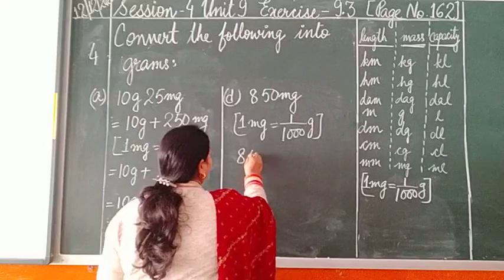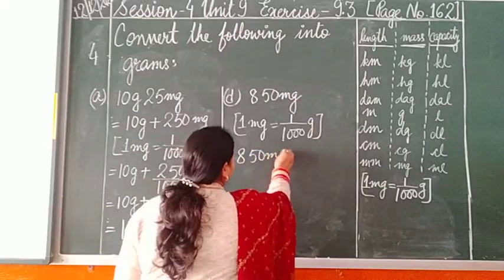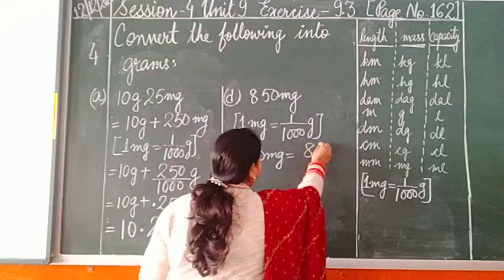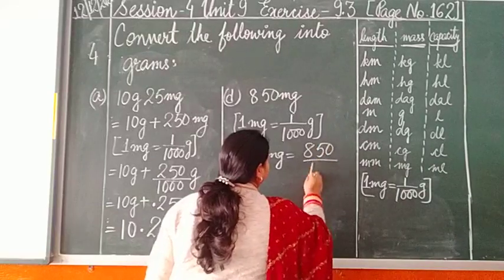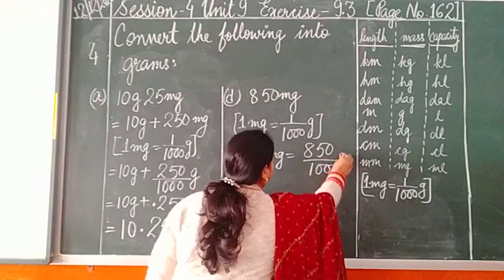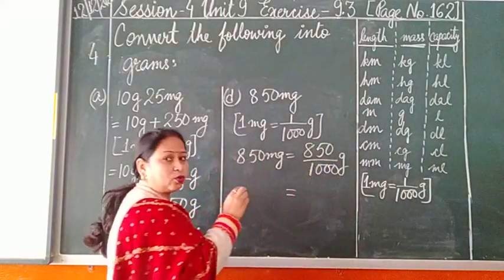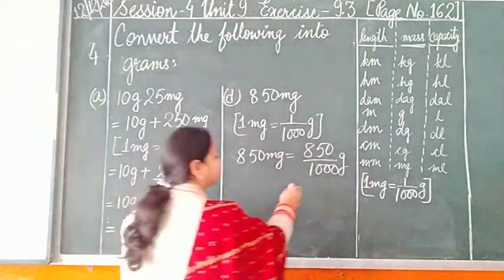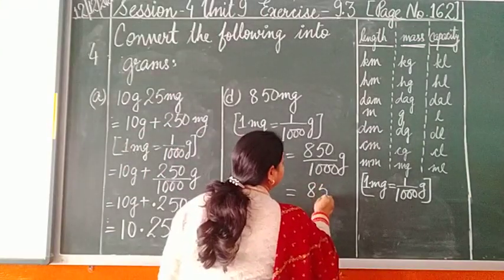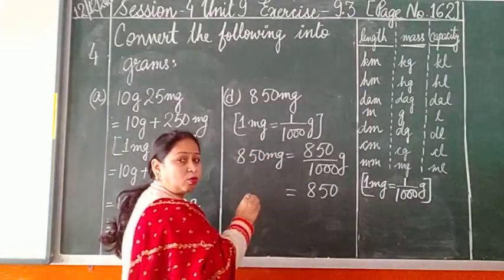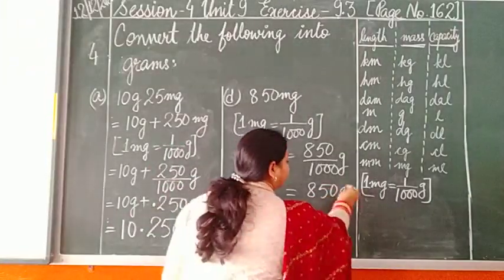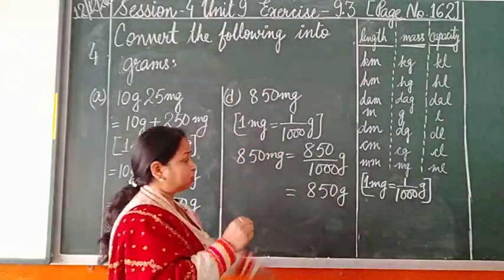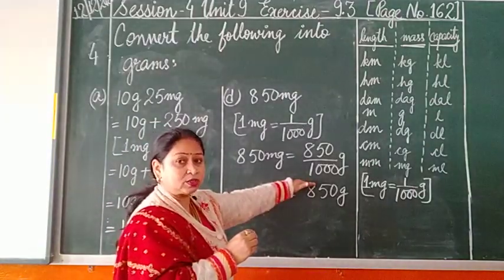And 850 milligram will change by dividing it by 1000. Okay, what we have to do? The numerator will be written as it is. We will write it as it is, 850 what? Gram. Is it over? Not yet. 1000 is there. That conversion is required.